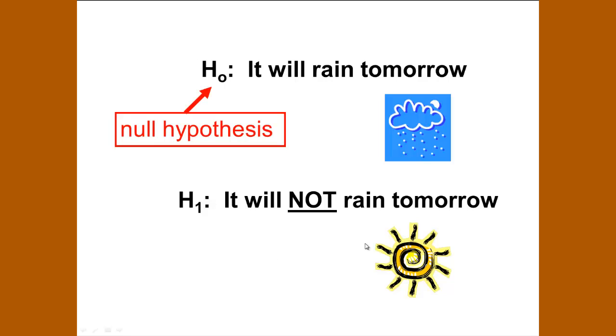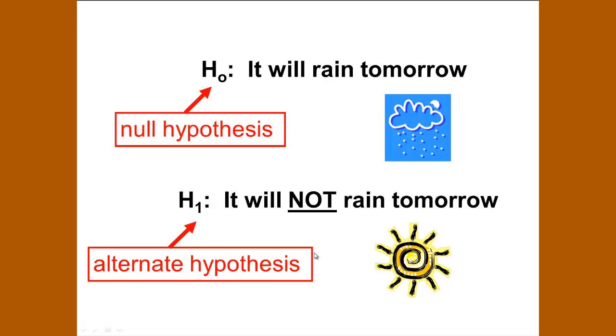It will rain tomorrow is called our null hypothesis, and we indicate this with H and then a little subscript 0 or O as its notation. Two dots and then its statement. This is the null hypothesis. H1 or HA, depending on your textbook, is it will not rain tomorrow. It is the opposite statement, and it is called the alternate hypothesis. Notice how the null and alternate hypothesis are opposite statements.